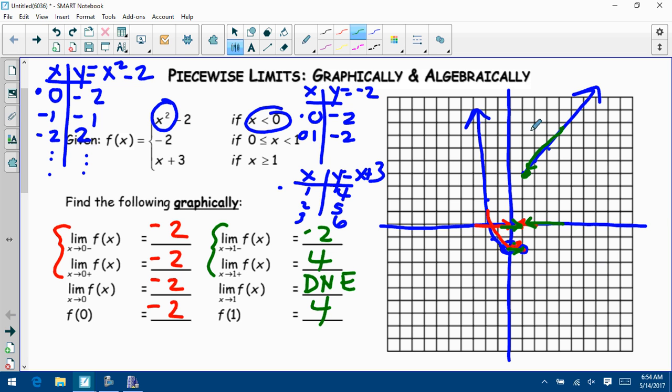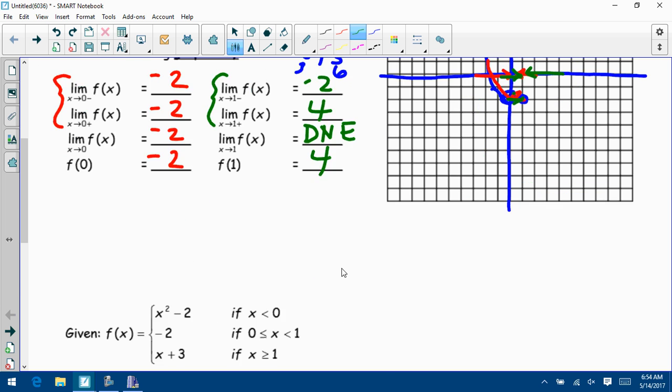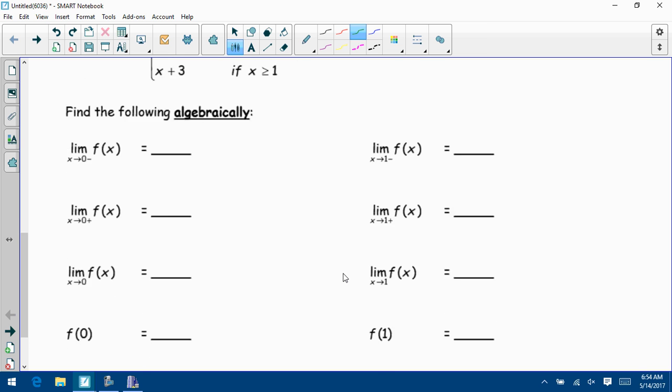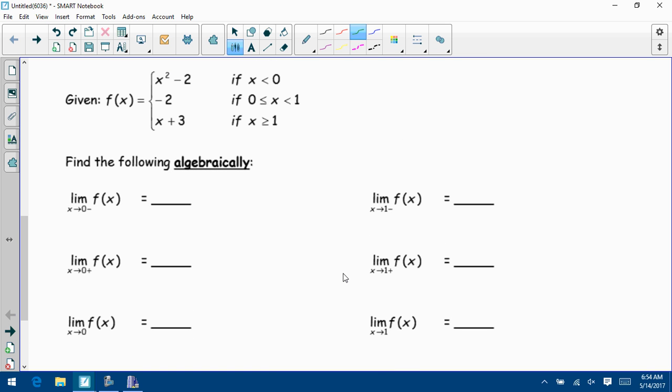Okay, so graphically, you'd have to be good at sketching out a piecewise function, but hopefully you've had a lot of practice with that. Coming up with the limit shouldn't be too bad. Now remember, I told you a minute ago, the easiest way to find a limit is just to plug it in. So you can do that also. If I don't use a graph, I can find it algebraically. We just have to be smart.